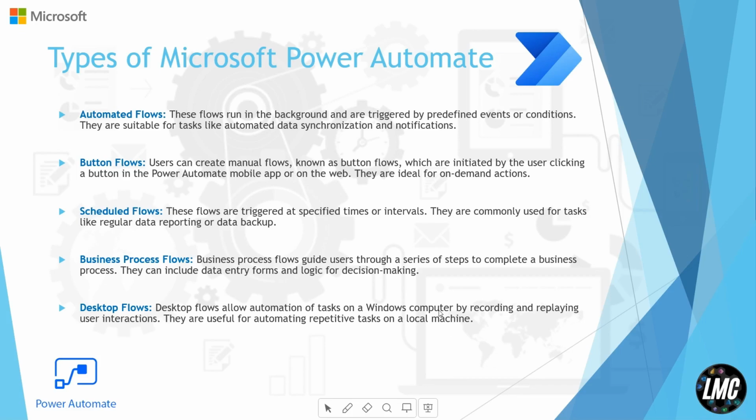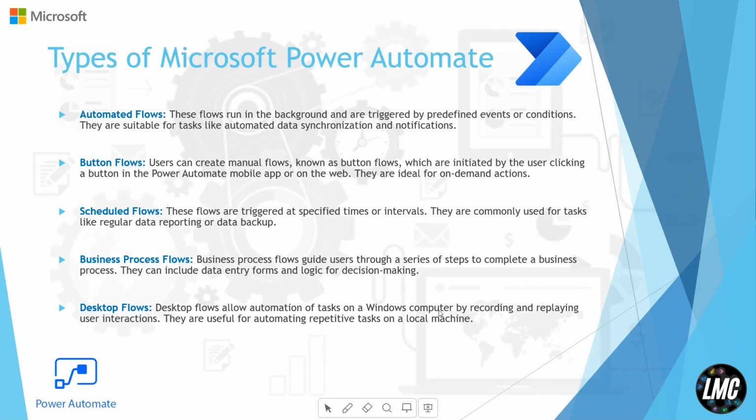Now we have desktop flow as well. As you can read up here, desktop flow allows automation of tasks on a Windows computer. That's the key point. You can't use a Mac computer, as in Mac OS this will not work. It works by recording and replaying user interactions, and is usually for automating repetitive tasks on a local machine. That's the key point. We don't need internet for it.